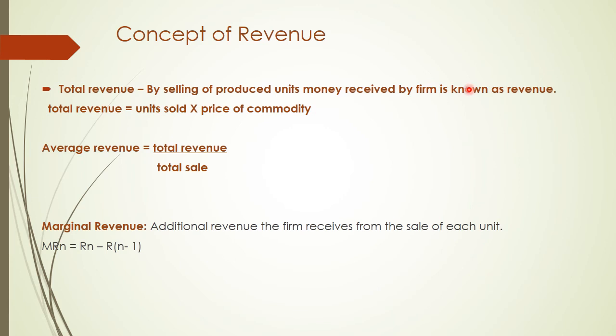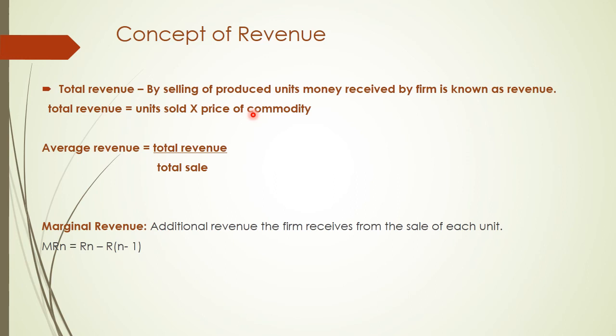Now what is the total revenue? Total revenue means that by selling units of products, the money received by the firm is known as revenue. That is, by selling whatever goods he has produced, whatever money the producer receives is called his revenue or income, you can say. So this income is known as the total revenue or the sales revenue. And the firm's total income is based mainly on two things, that is price per unit and total sale. That is, at what price he is selling his commodity and what is the total number of units he is selling in the market.